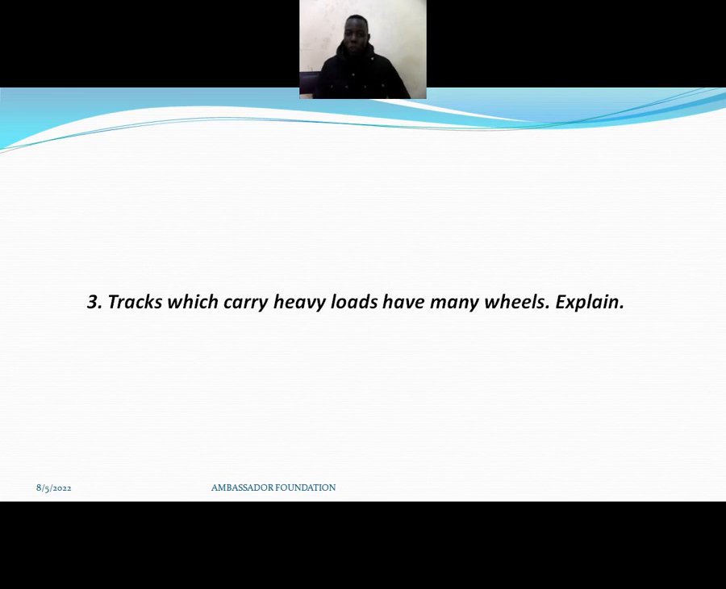An explanation question here, which I will explain to you. Then I will add more explanation questions on the same. Trucks. Understand this. I'm not talking of medicine. I'm saying trucks which carry heavy loads have many wheels. Explain. Trucks which carry heavy loads have many wheels. I think you've seen this.